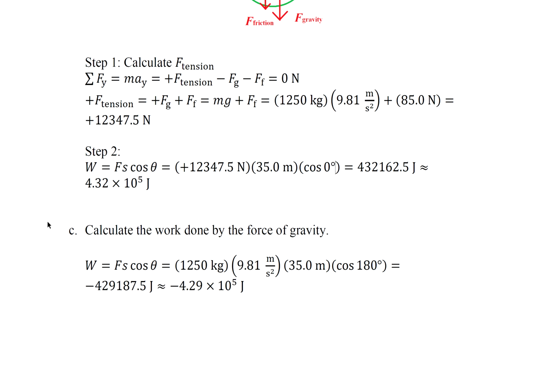Part C, calculate the work done by the force of gravity. Work is equal to Fs cosine theta. So this is mg here. This is S. And theta is 180 degrees because the force of gravity is down and the displacement is up. So that's 180 degrees.